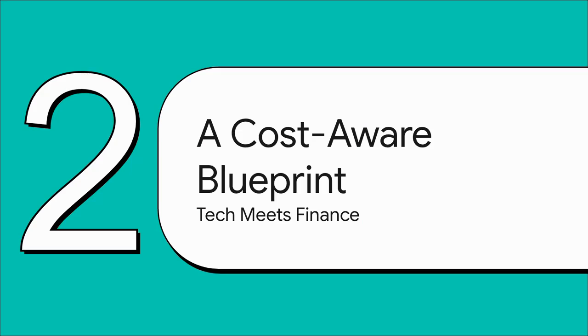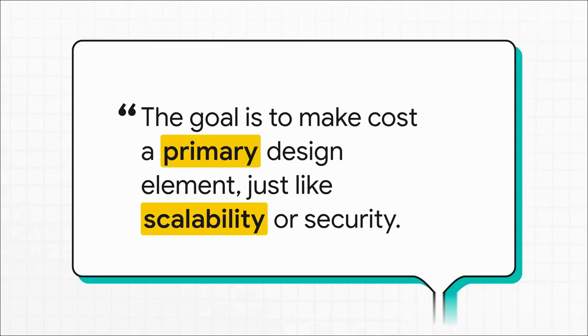Okay, but what if we could actually change that? What if our blueprints could speak the language of both technology and finance? Well, that's the whole idea here. We're going to transform our standard diagrams into what I call a cost-aware blueprint. Just think about this for a second. In a design review, you would never, ever ignore security. You never ignore scalability. The goal here is to get cost on that same level. We need to make it a primary design element right from day one. It's a pretty fundamental shift in how we think about architecture, but it's so important.